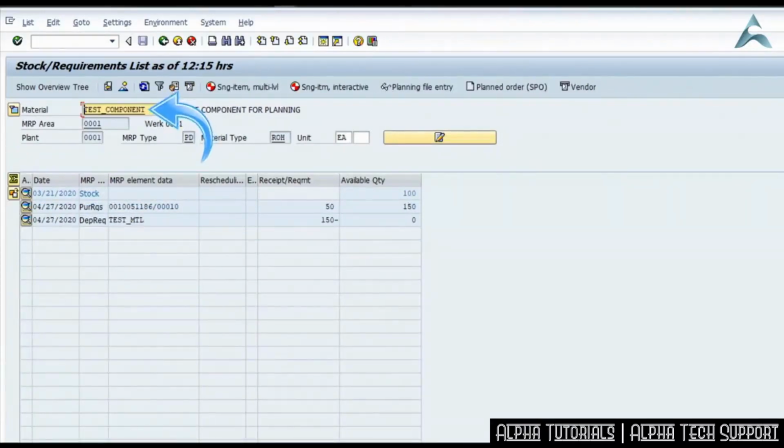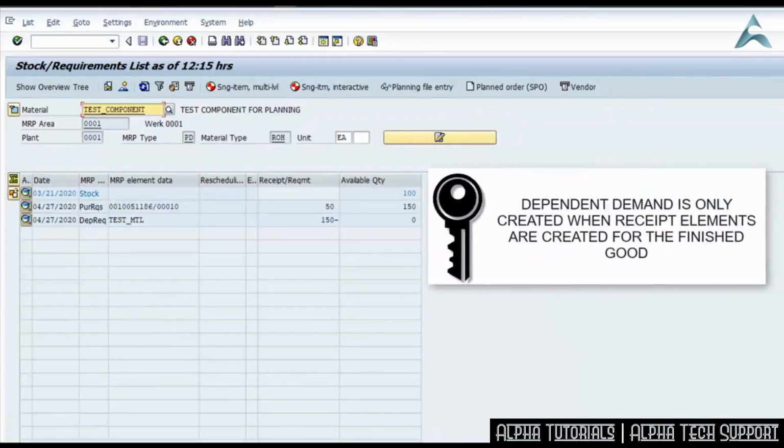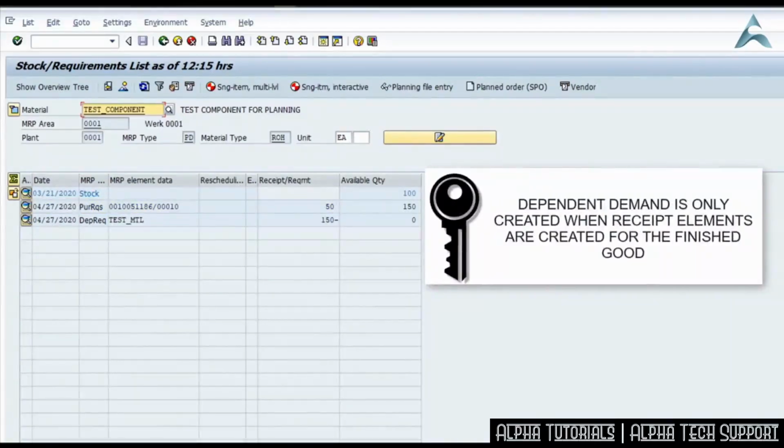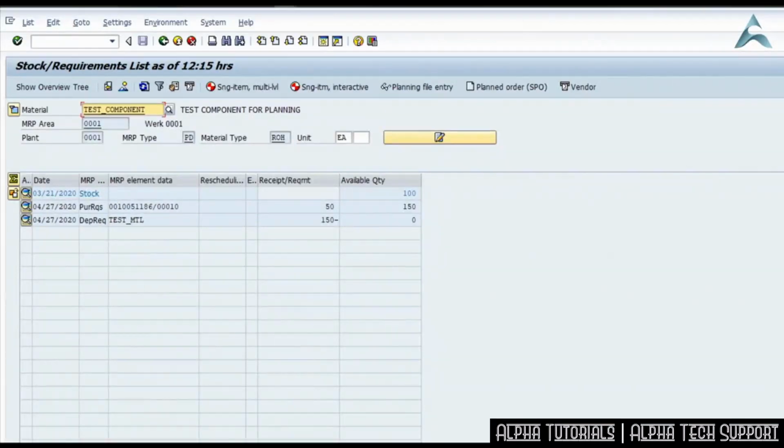Navigating back to the first component on the BOM for test material, which is test component, you can see we currently have 100 in stock. I need 150 of those components on April 27th. Therefore, we have a purchase requisition generated to procure the remaining quantity necessary to produce test material. The key point to see here is the dependent requirements coming from the finished good test material. So great. That is exactly what I would expect to see.